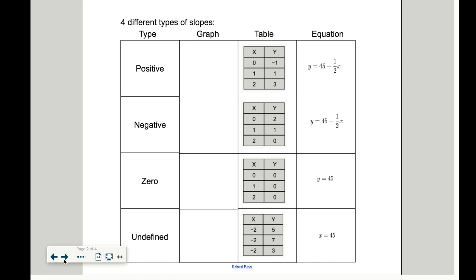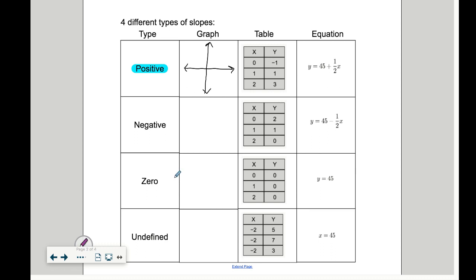This video is just going to show you the 4 types of slopes that you can see, and you're going to have to be able to identify whether it's a positive, negative, zero, or undefined slope. So let's start with a positive slope. I'm going to draw a coordinate grid here, so just pretty much an axis.